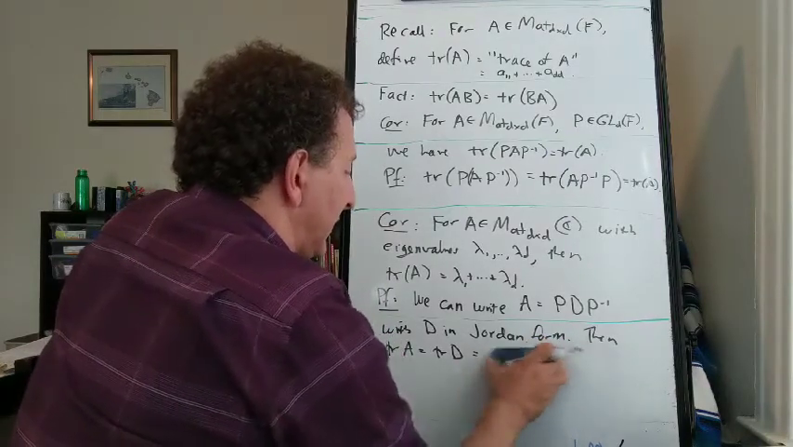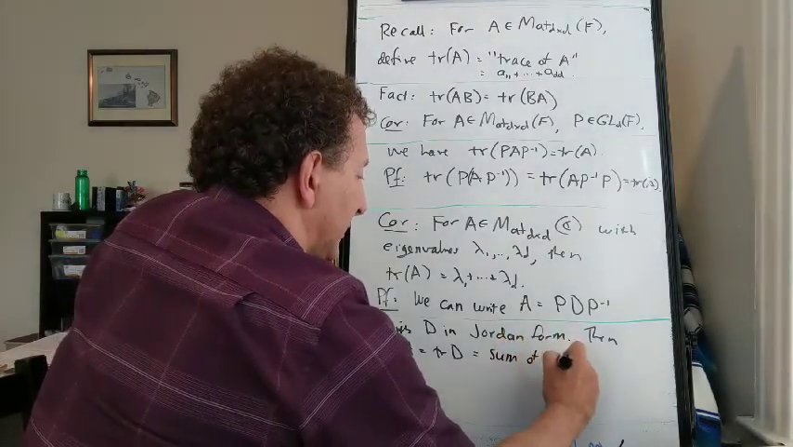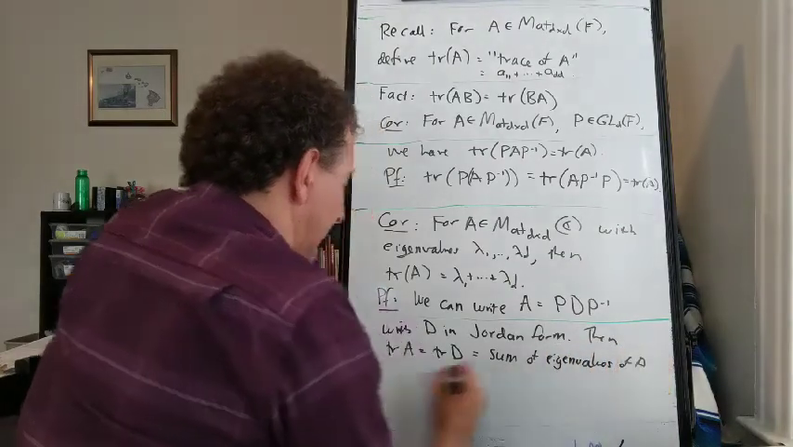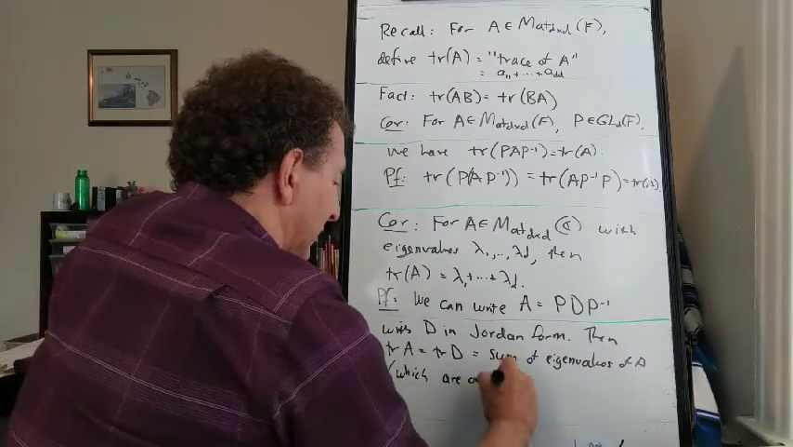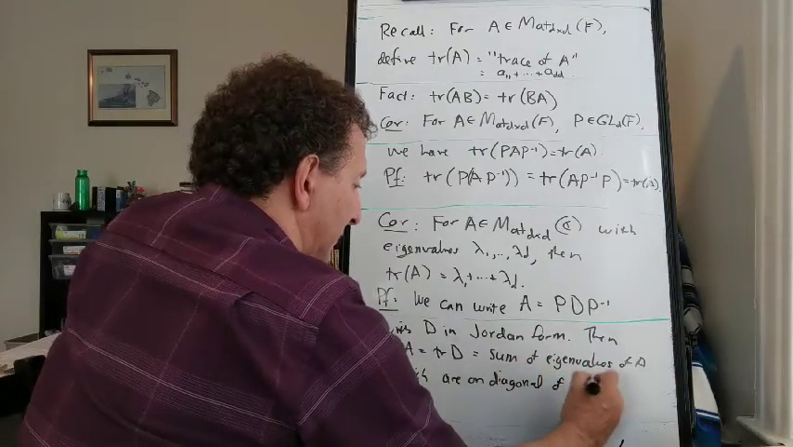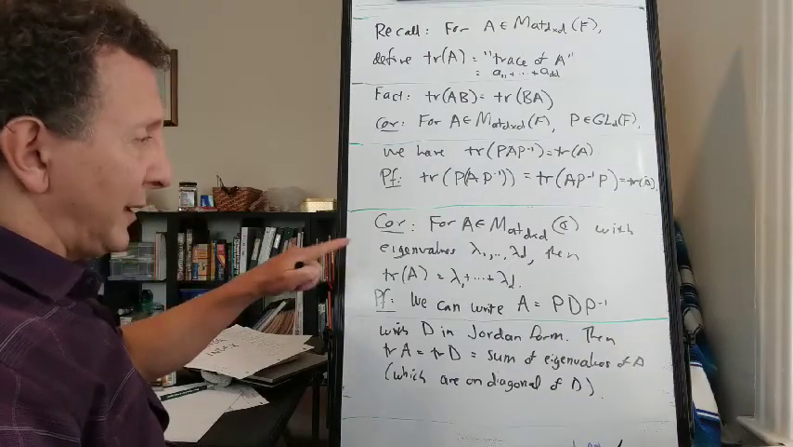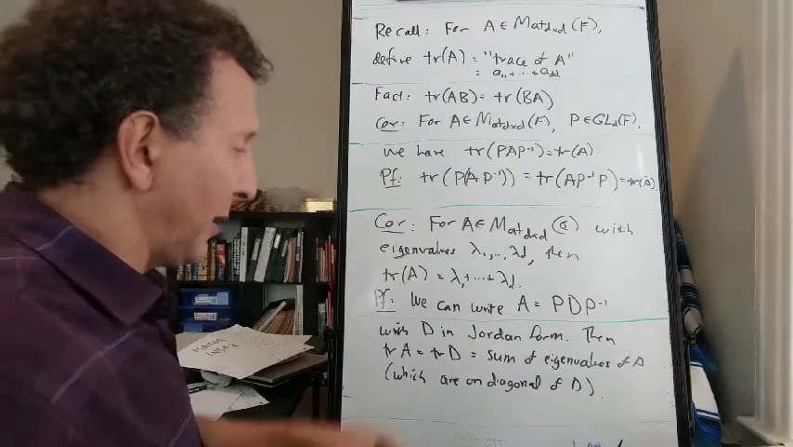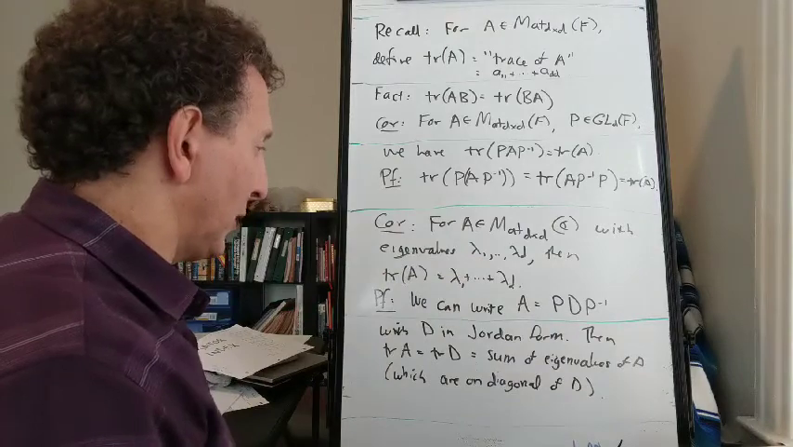And the trace of D is going to be the sum of the eigenvalues of A, which are on the diagonal of D. Now we can't decompose a matrix like this over arbitrary fields, but over the complex numbers we can. So if A is real, this also works.